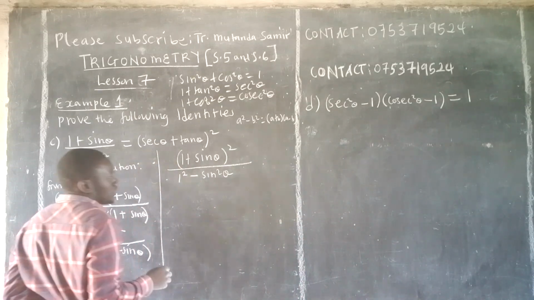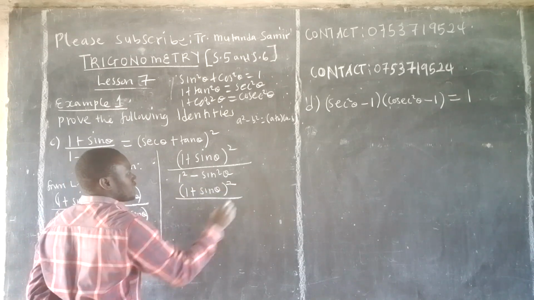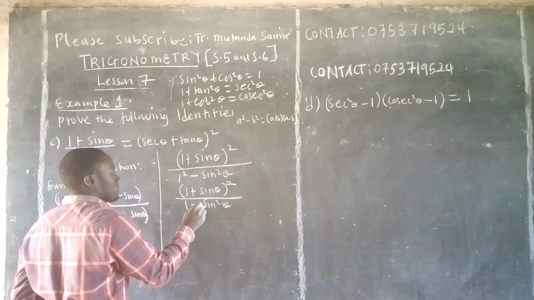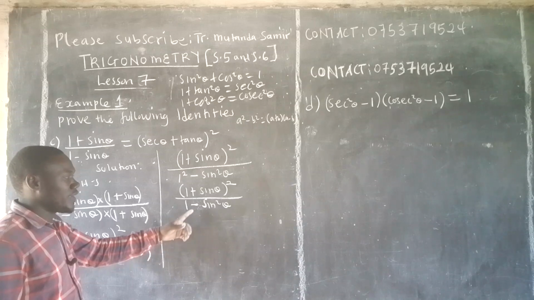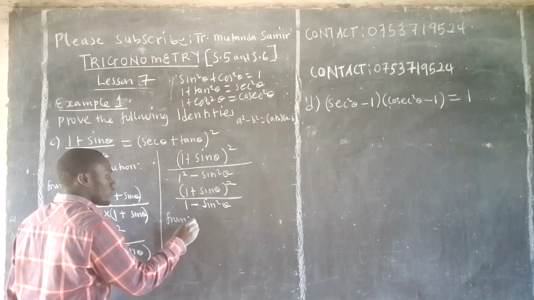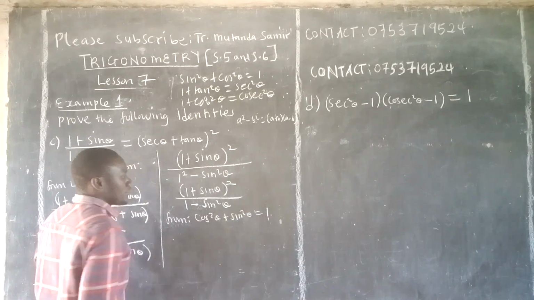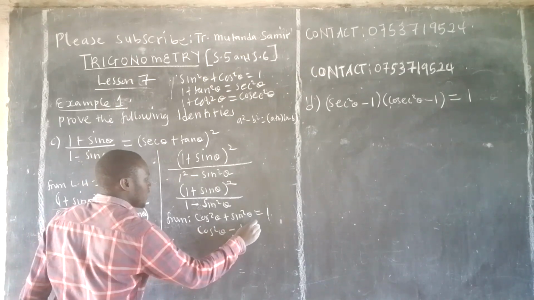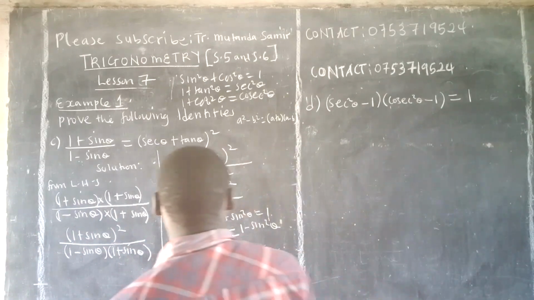So, you're now going to have 1 plus sine theta, brackets squared, over 1 minus sine squared theta. Now look at this. You're having sec theta plus tan theta. We don't have anything like a minus. So let's find a way of making this disappear. How? We know that cos squared theta plus sine squared theta is equal to 1. Making cos squared theta the subject gives you 1 minus sine squared theta. So that's what we're going to substitute in, and we see if our proof will come out.